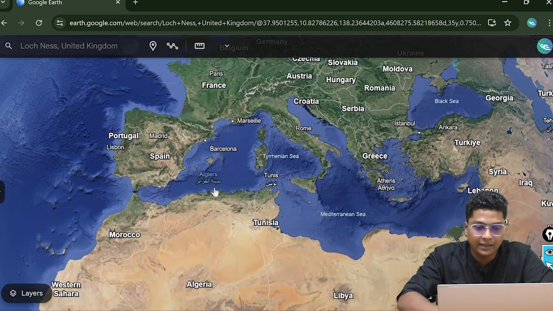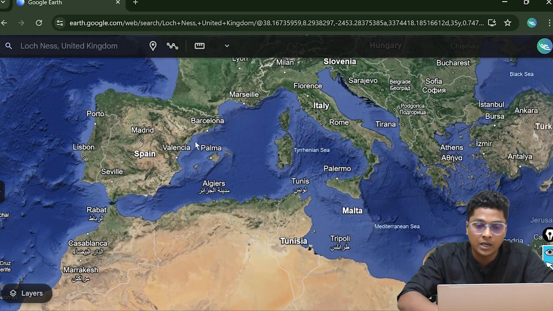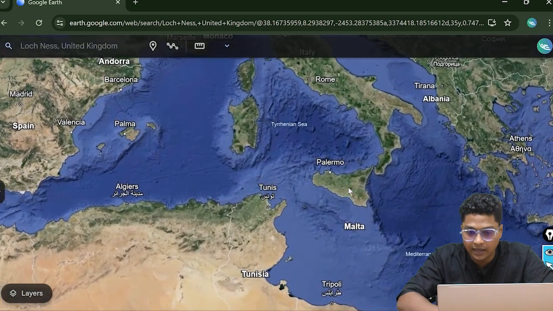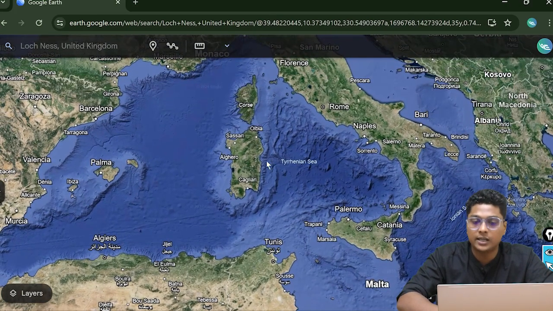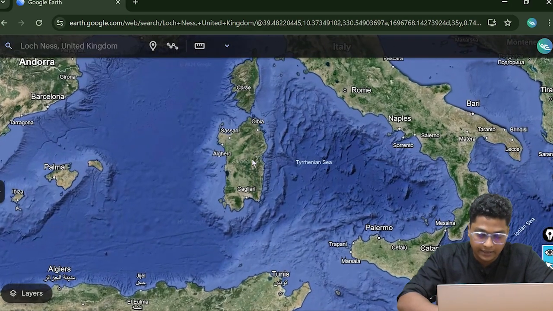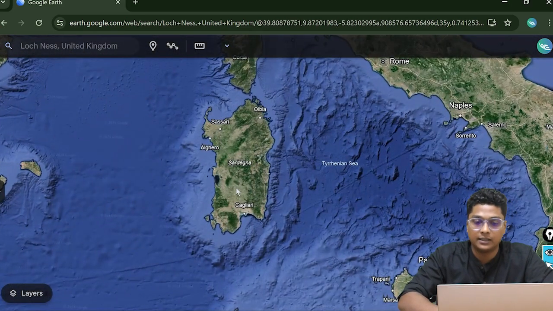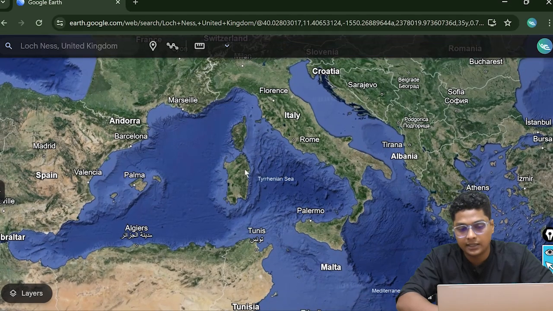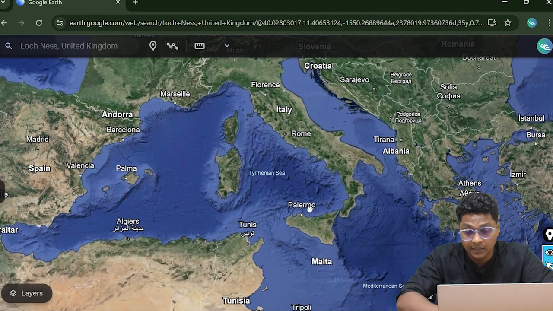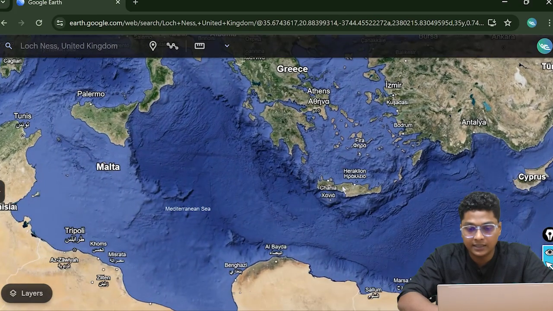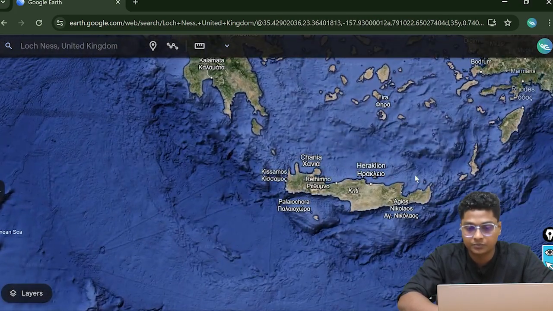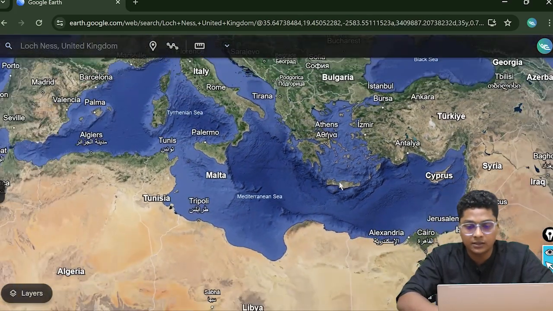Coming towards the Mediterranean side, here we have the Balearic Islands, these various islands located here. Now this is Italy, and this island, one of the largest in the Mediterranean, is Sicily. Similarly, another large island in the Mediterranean is Sardinia. The spelling is different in the atlas. This is Sardinia, this is Sicily, and this stretch of island here is Crete. So we have seen the major islands.